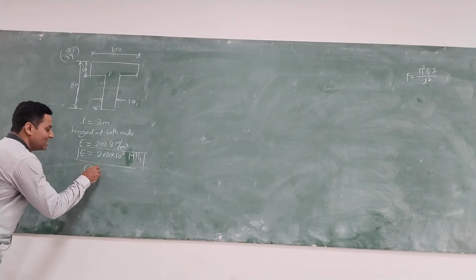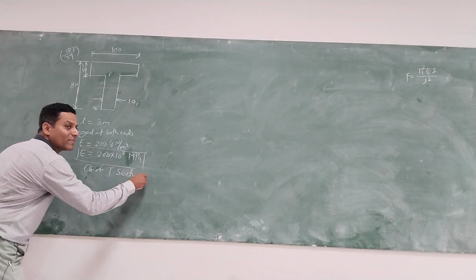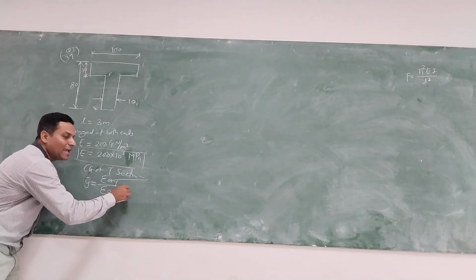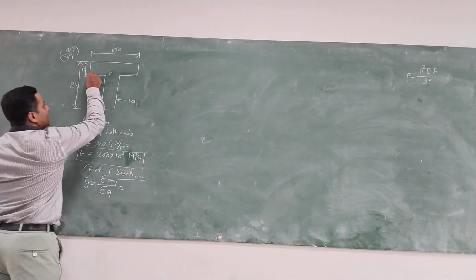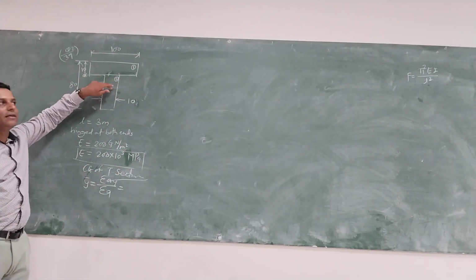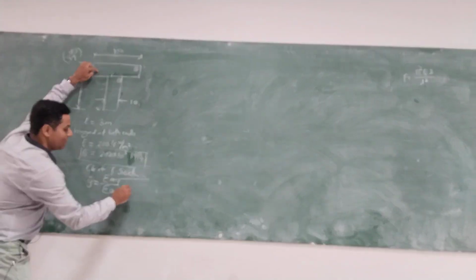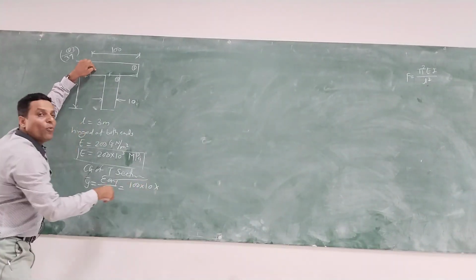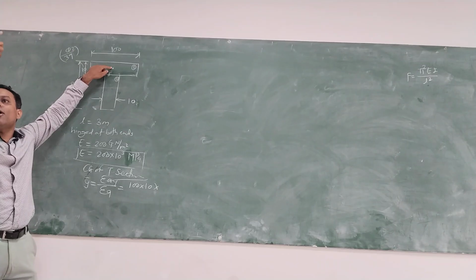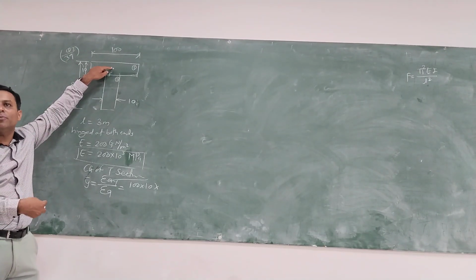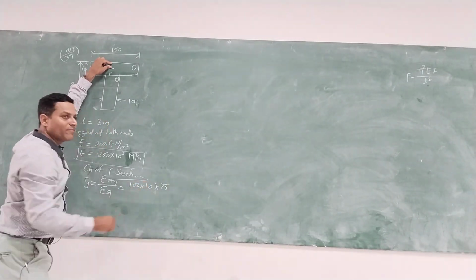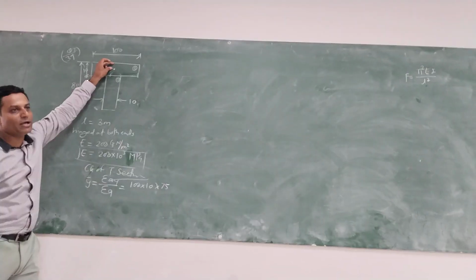So CG of T section कसं काढणार? Y bar. Y bar is equal to summation AY divided by summation A. Now here we are going to split this one into two standard shapes, that is two rectangular shapes, first, second. Now area of first, 100 into 10 into y. Y means distance of the CG of first section from either top or bottom. We are going to consider from bottom. So 80 minus 5, 75.